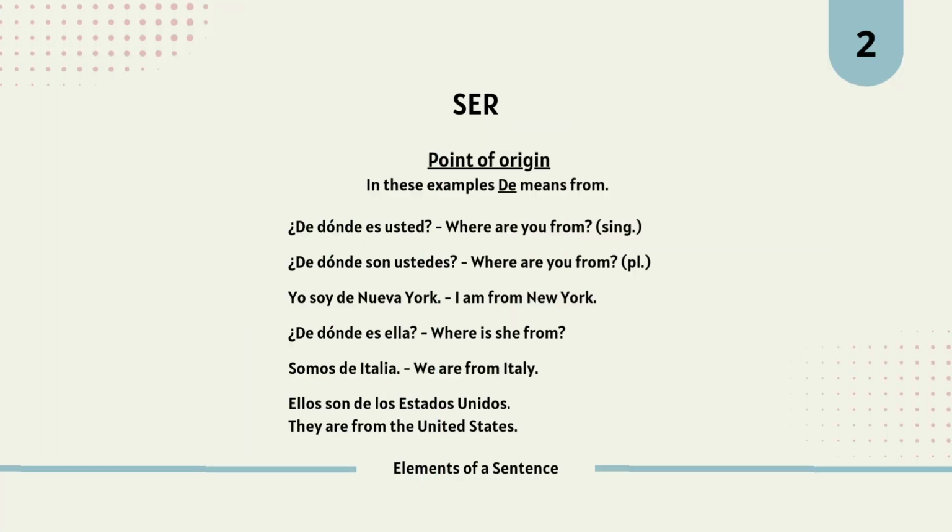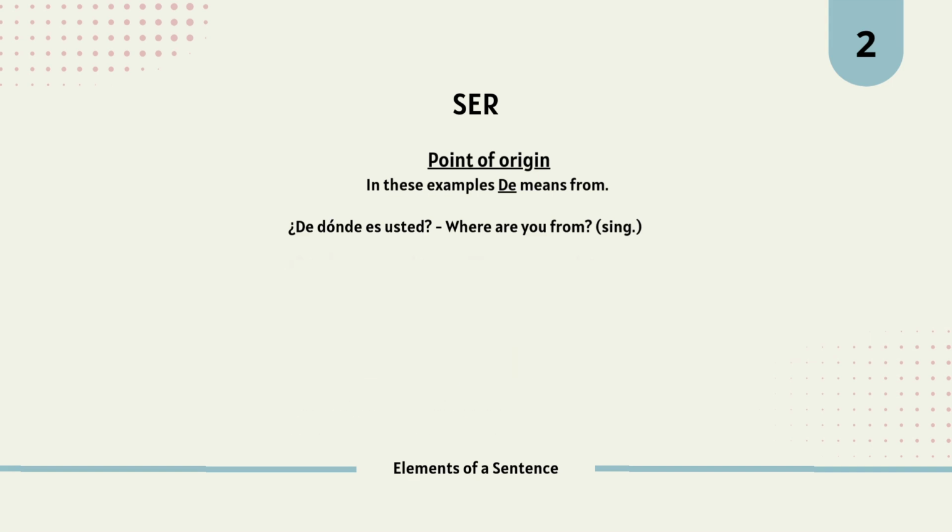Alright, let's move on to the point of origin. In these examples, de means from. ¿De dónde es usted? Where are you from? Singular. ¿De dónde son ustedes? Where are you from? In plural form.